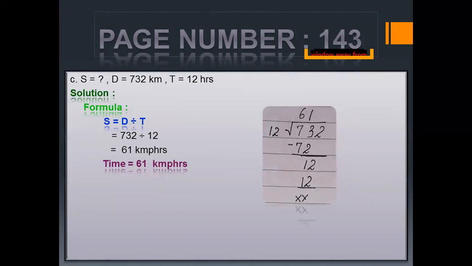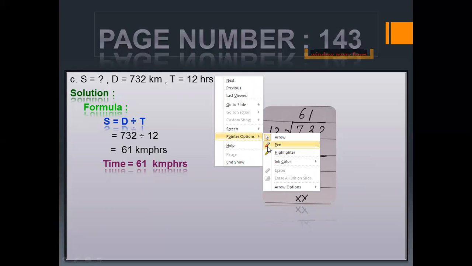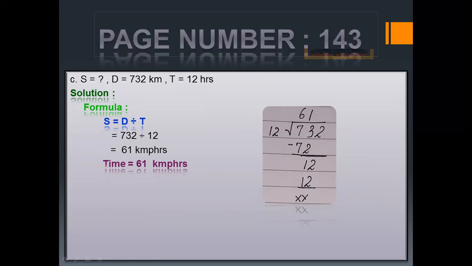Part C, again S is unknown and D is 732 kilometer and time is 12 hours. Again we will use the formula S is equal to D divided by T. 732 divided by 12, 61 kilometer per hour, and you see in the rough work I did the division for you.